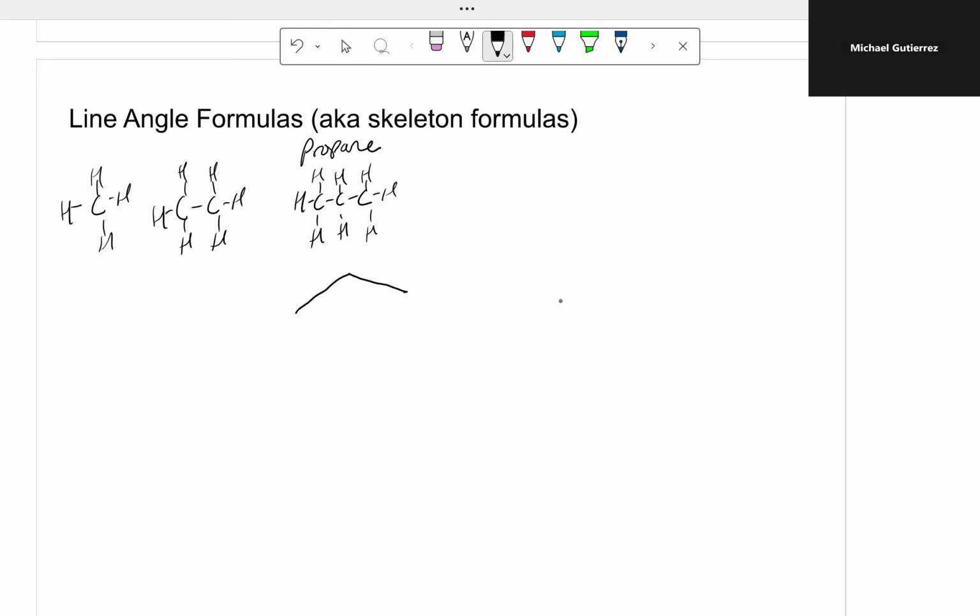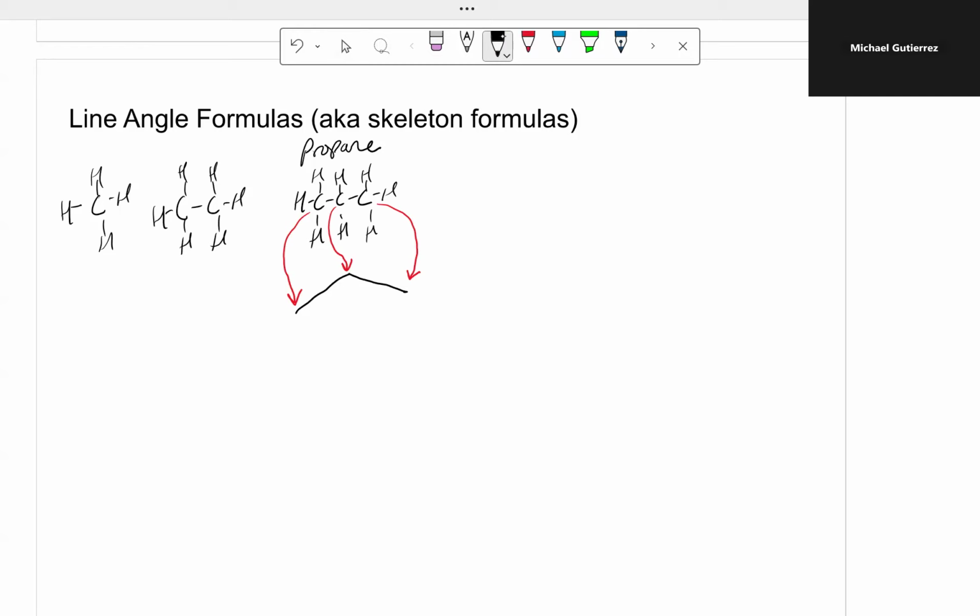You say, okay, I don't see any atoms. What is that supposed to mean? Wherever two lines meet, that represents a carbon. And wherever lines end, that represents a carbon. So this carbon here is this one on the end. Actually, I'm going to use a different color. This carbon here in the middle represents that one. And this one over here represents that carbon on the end.